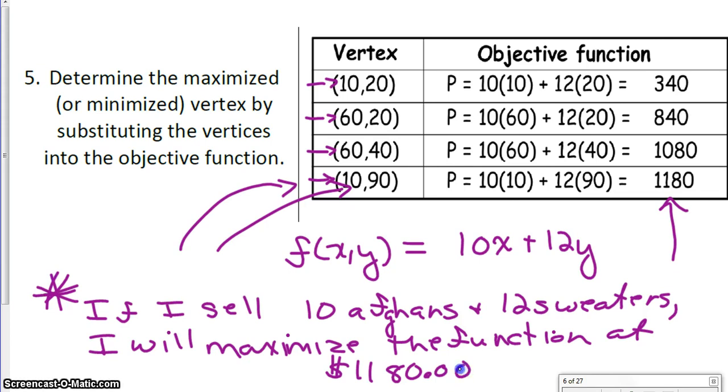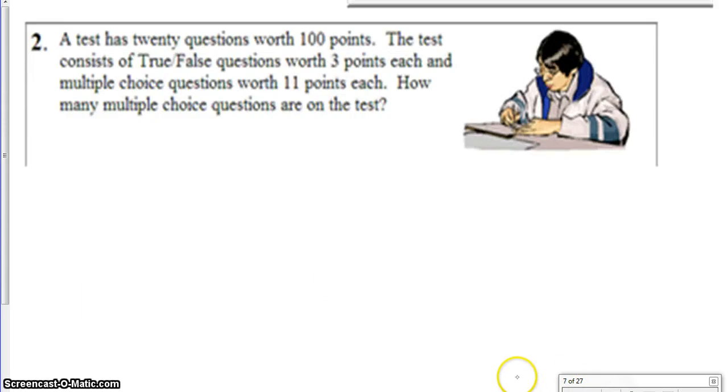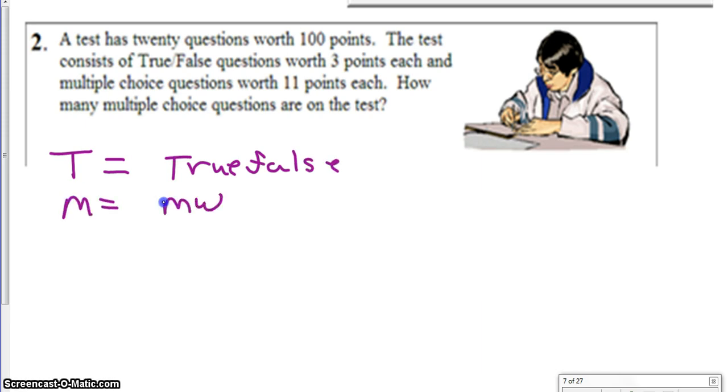All right, I'm going to go ahead and do one more systems of equations. This is a test that has 20 questions worth 100 points. The test has true-false questions worth 3 points each and multiple choice questions worth 11 points each. How many multiple choice questions are there on the test? Well, first of all, we're going to let T represent true-false, and we're going to let M represent multiple choice.